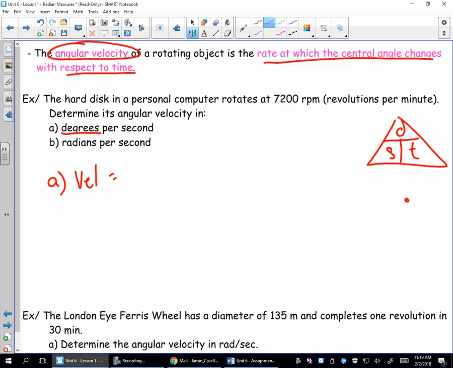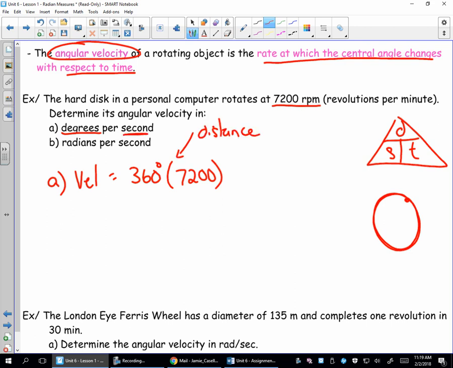If we think about a point on the outside going round and round, spinning and spinning, it's spinning at 7,200 revolutions per minute. In other words, it's going around a whole circle 7,200 times each minute. So my distance is 360 degrees times 7,200. That's my distance. My time, and we're talking per second here, if this is revolutions per minute, would be 60 seconds.